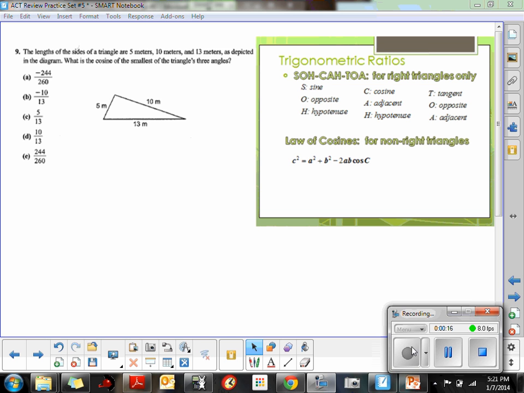So first thing I'm going to do is identify what the smallest angle has to be. There's no doubt that the smallest angle has to be here because it's across from the shortest side. So this is the angle that we're trying to find.